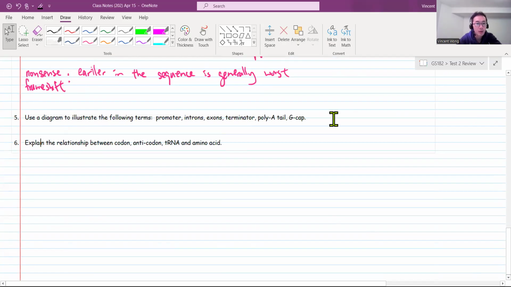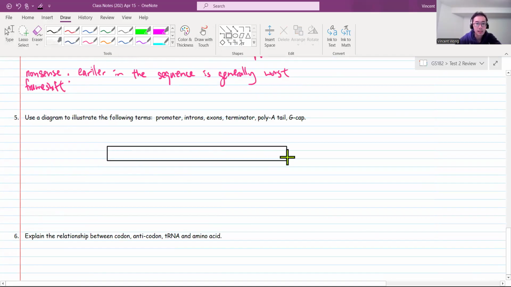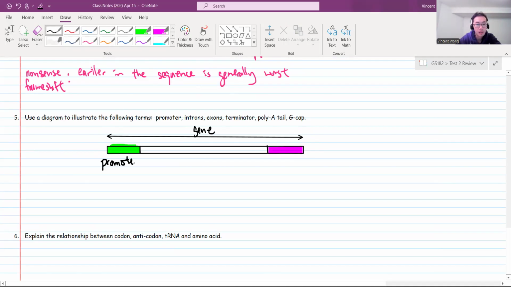Use a diagram to illustrate the following terms. We've done this a couple of times, but let's go through it again. This whole thing is basically a gene, and the gene has a beginning and an end. The beginning is called the promoter, which is AT rich.